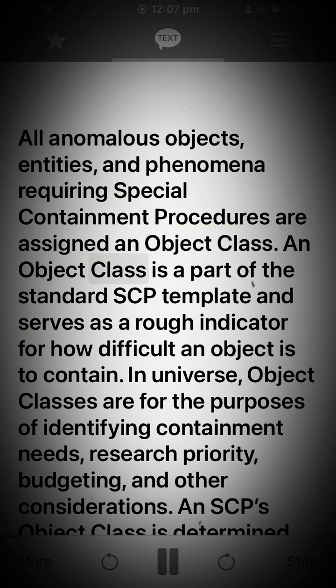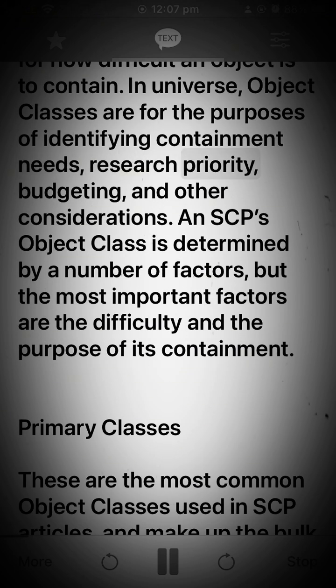An object class is a part of the standard SCP template and serves as a rough indicator for how difficult an object is to contain. In Universe, object classes are for the purposes of identifying containment needs, research priority, budgeting, and other considerations. An SCP's object class is determined by a number of factors, but the most important factors are the difficulty and the purpose of its containment.